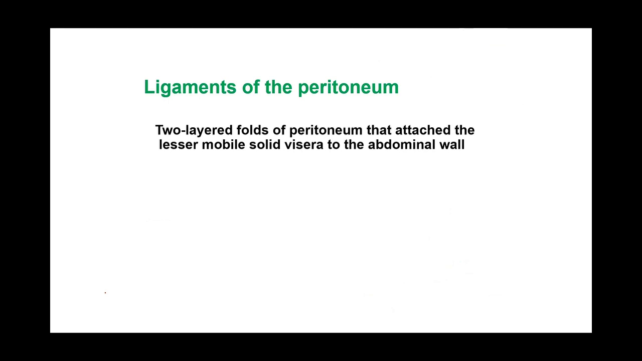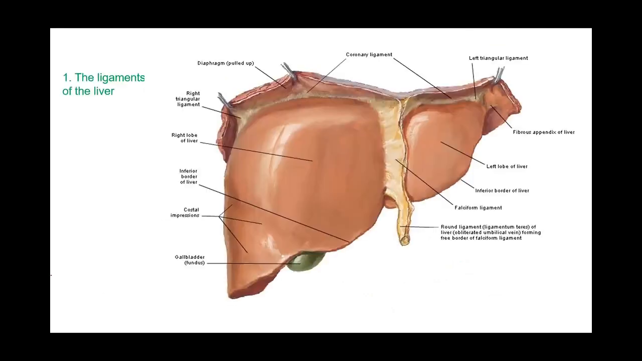Now, ligaments of the peritoneum, 2-layered folds of peritoneum that attach the less mobile solid viscera to the abdominal wall. They attach solid organs to the abdominal wall, maintaining their position and stability. Let us look at the ligaments of the liver.